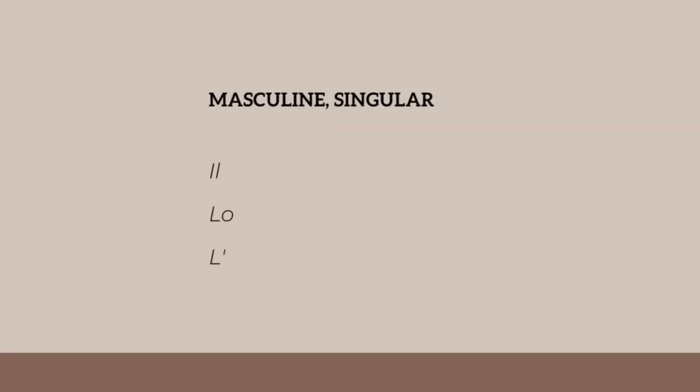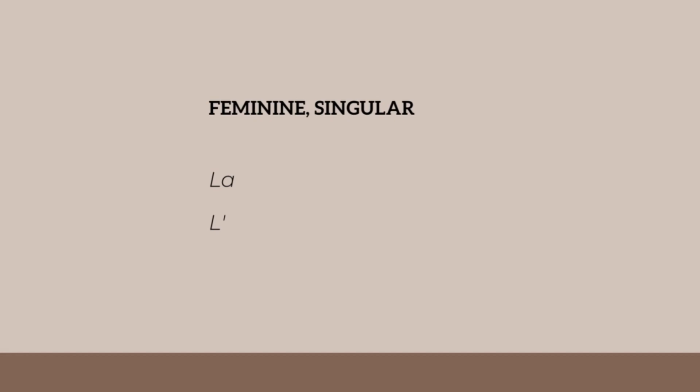But if you're still interested in learning these complicated articles, here you have them. So for the masculine forms, we have il, lo, and l apostrophe. At the singular and at the plural, we have i and gli, which is a complicated word to pronounce for most people. And for the feminine forms, we have the singular, la and l apostrophe, and the plural, only one form, which is le. Very easy.